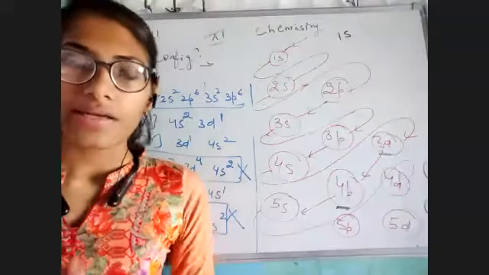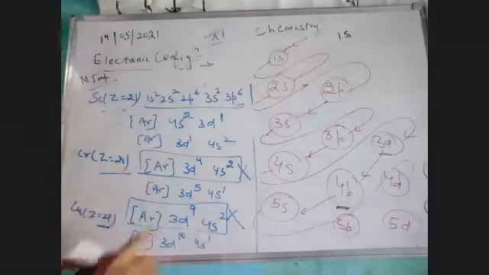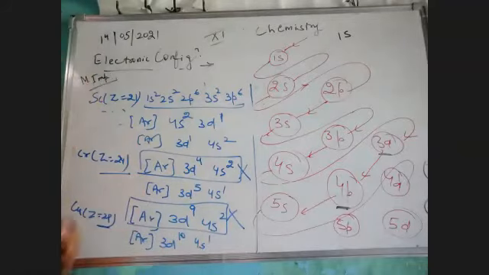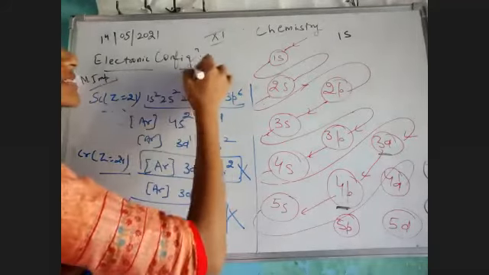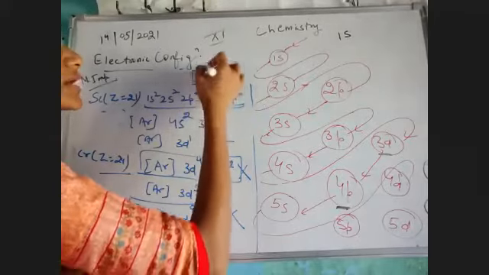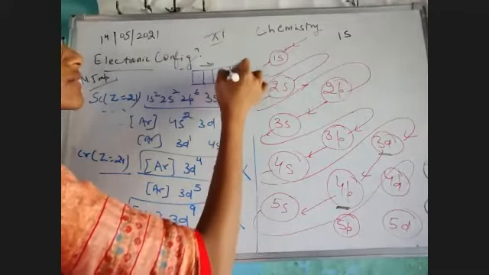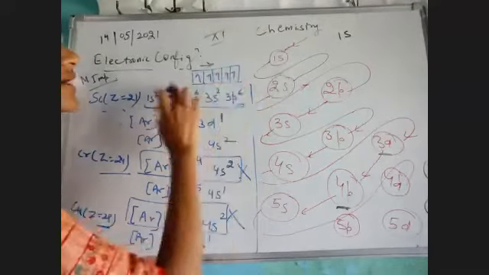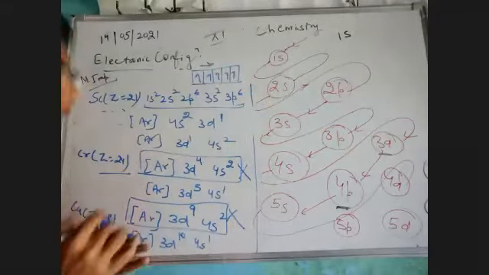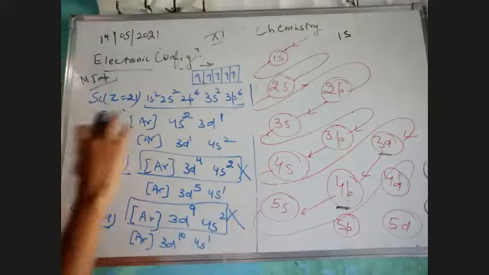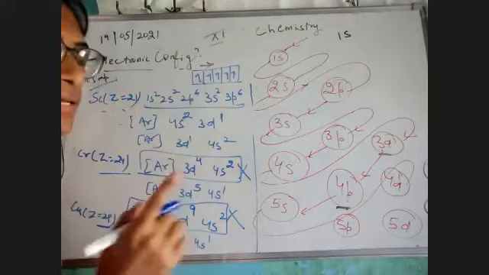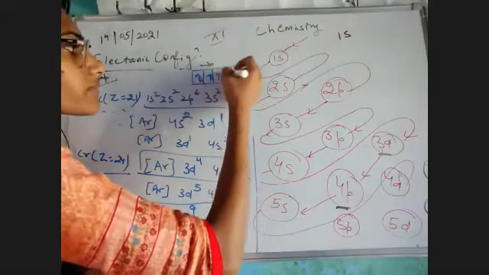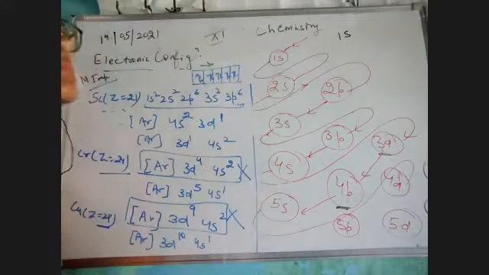Argon 3d10 4s1, because d5 and d10, they have the extra stability. See how? 1, 2, 3, 4, 5. This is our half filled, means our atomic orbitals are half filled. Every orbital has एक single electron. Same as it is, if I'm putting it completely filled, that is d10, it is also maximum stable.